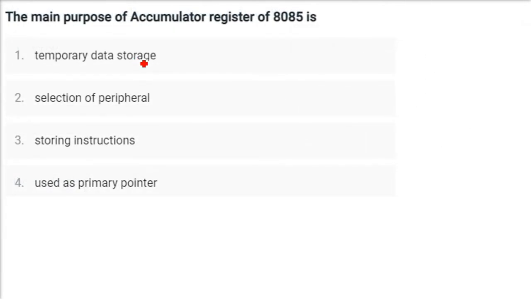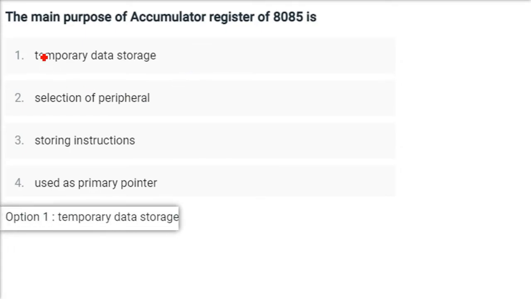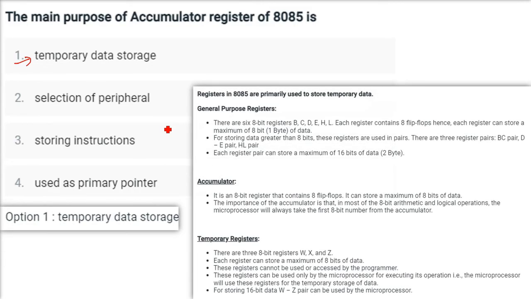The main purpose of the accumulator register of 8085. The name itself suggests that it is a register and it accumulates. Everything happens here. So this is a data storage, a temporary data storage used by the microprocessor. Temporary data storage. In 8085 we have registers that are used to store data.